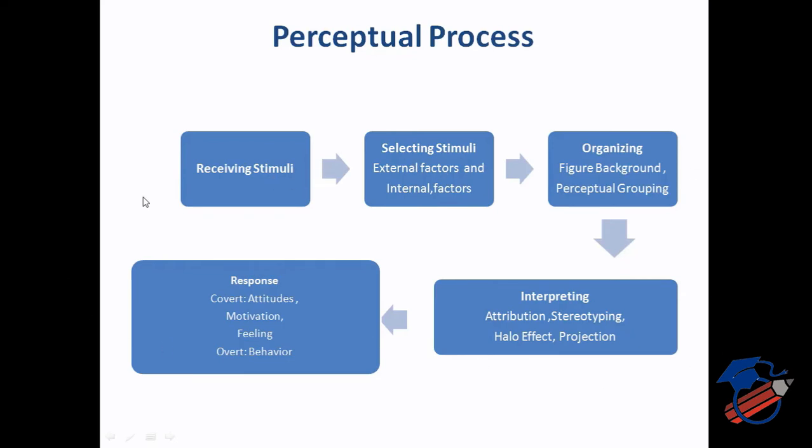This is the whole perceptual process. It involves these different steps. It involves receiving stimuli, selecting stimuli. Selection of stimuli depends on external and internal factors. Then organizing these stimuli, whatever you are getting, through figure ground or perceptual grouping. Then interpretation, interpreting or giving meaning to that stimuli, or after organizing, giving meaning to that organization, which can involve various factors or which may be affected by attribution, stereotyping, halo effect or projection.